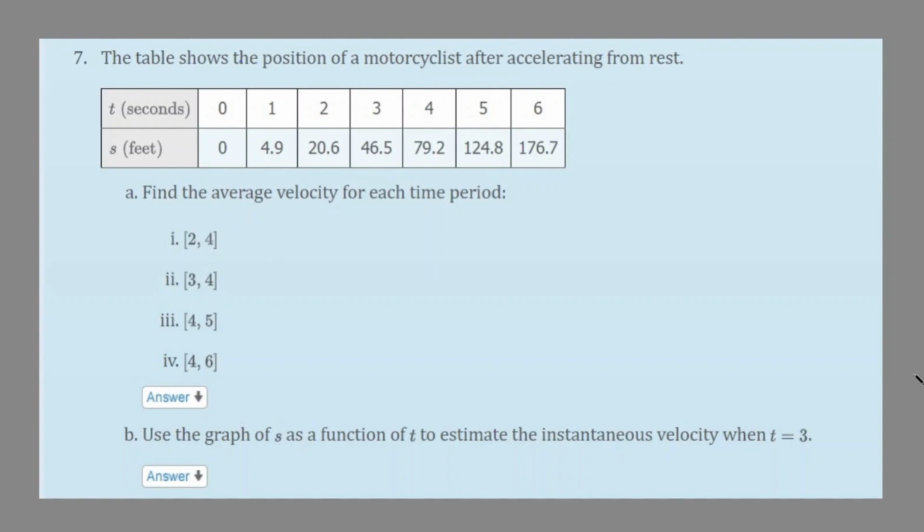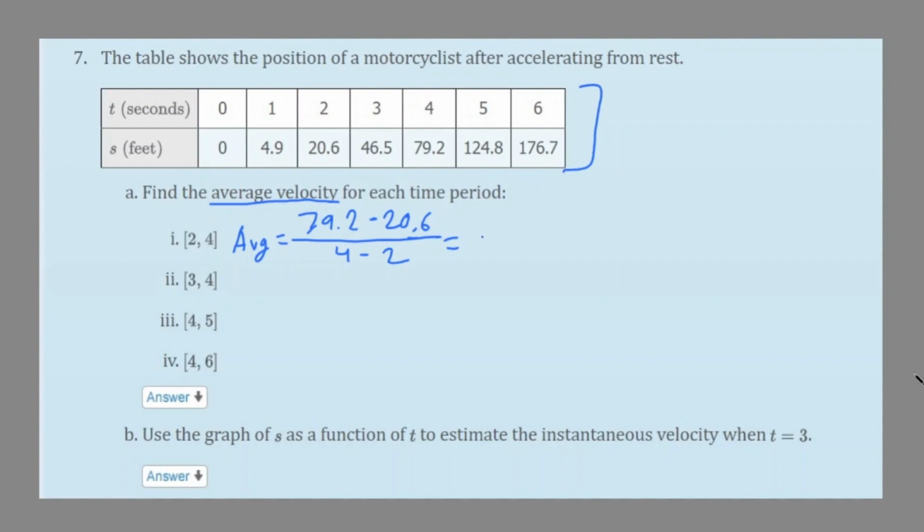Alright, so this question is showing us the position of a motorcyclist after accelerating from rest. A is asking us to find the average velocity for each time period. We're given all this information here. In order to find the average velocity, let's find it from 2 to 4. Remember the average velocity equation we looked at on the first slide. We would just plug in 79.2 minus 20.6, and then 4 minus 2 on the bottom.